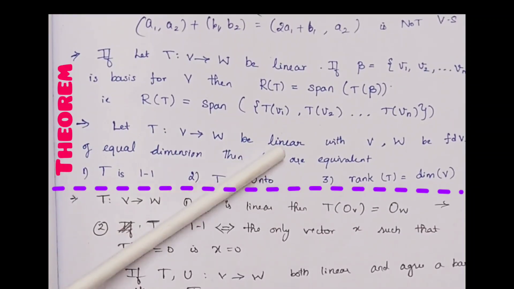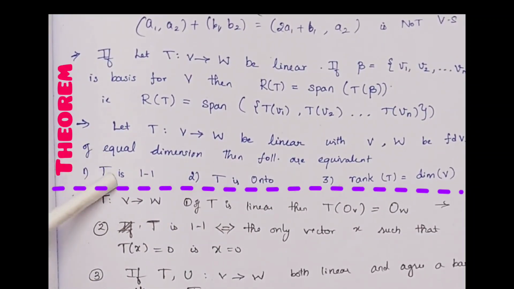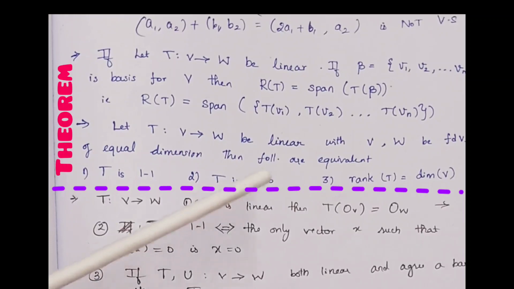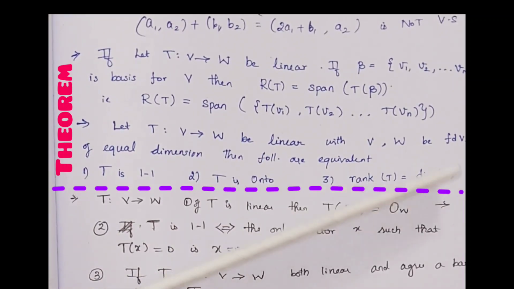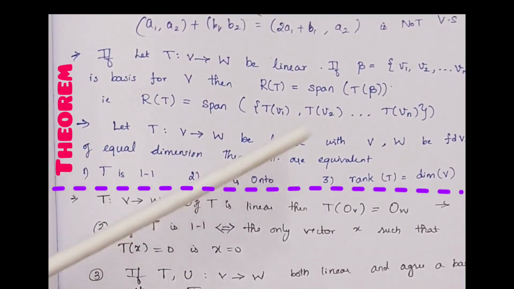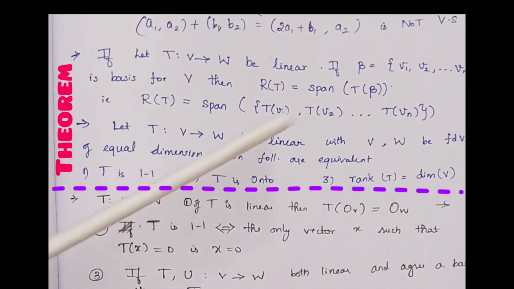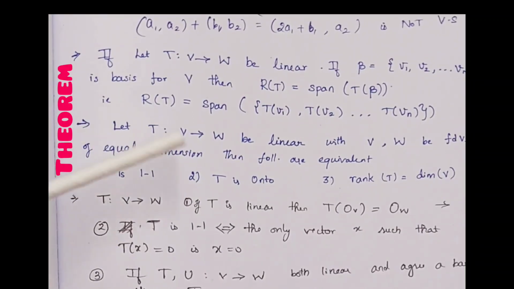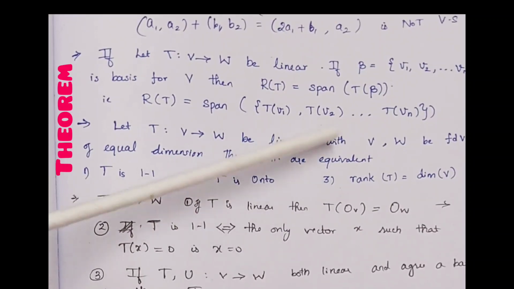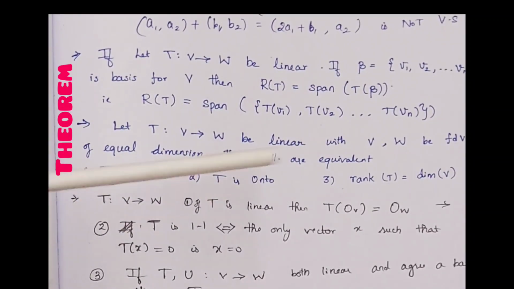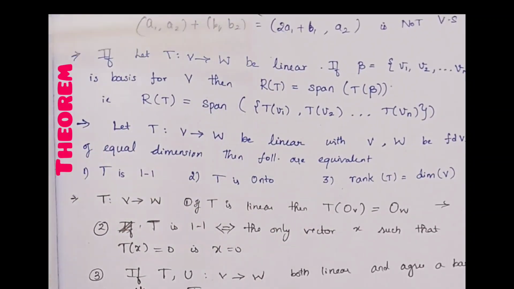The following are equivalent: T is one-to-one, T is onto, and rank of T equals dimension of V. If one is satisfied, the other two are automatically satisfied. The following are equivalent in the sense that 1 implies 2, 2 implies 3, and 3 implies 1. Everything goes on in a chain, so you have to take it in combination.